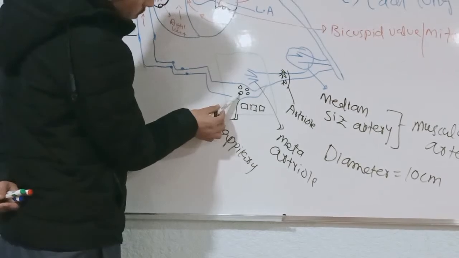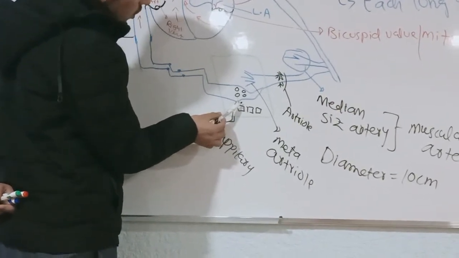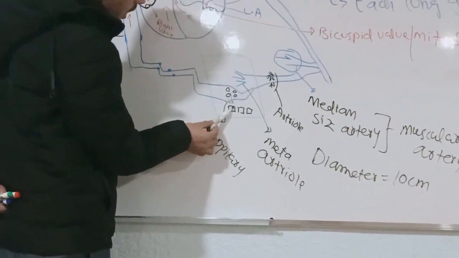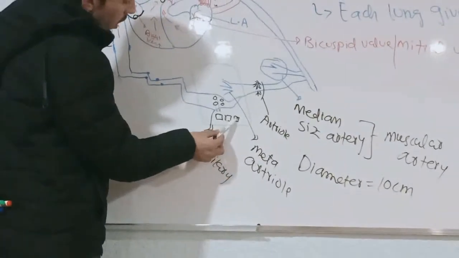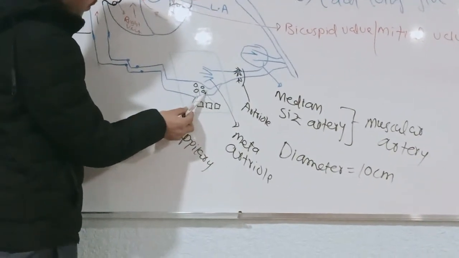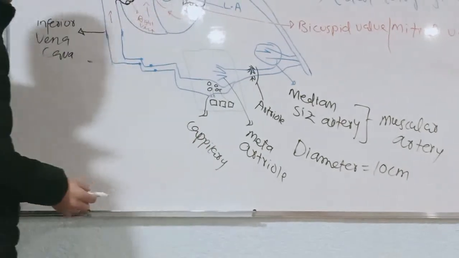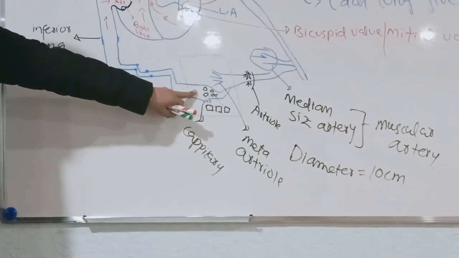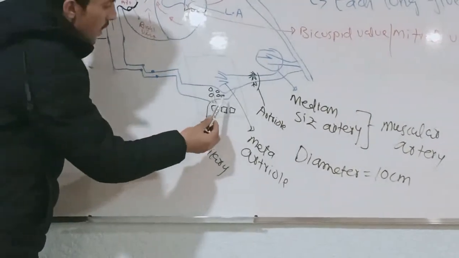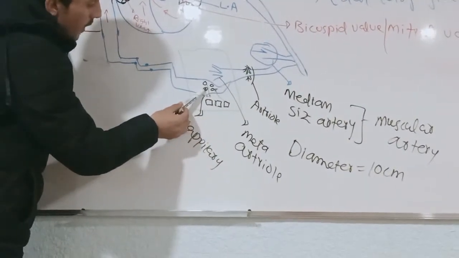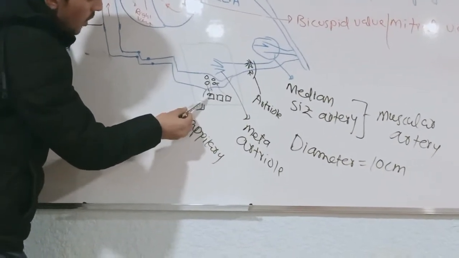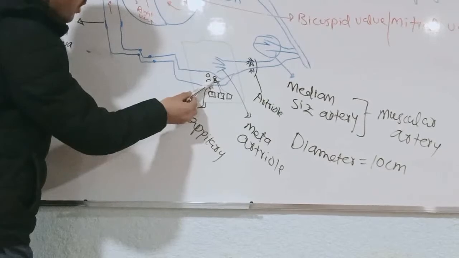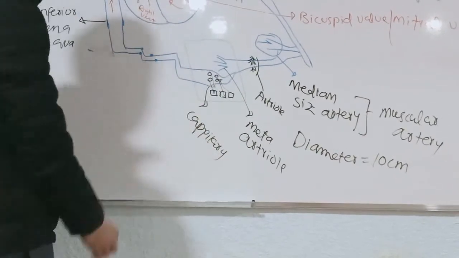Now here, from the blood, the nutrients and oxygen will come to the tissue, and from the tissue the metabolic waste comes to the blood. What happens in this process, in the capillaries? The nutrients and oxygen will go into the tissue, and the metabolic waste will come from the tissue into the what? Into the capillary.